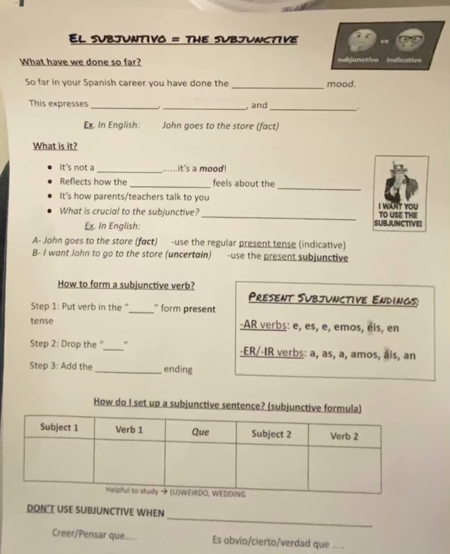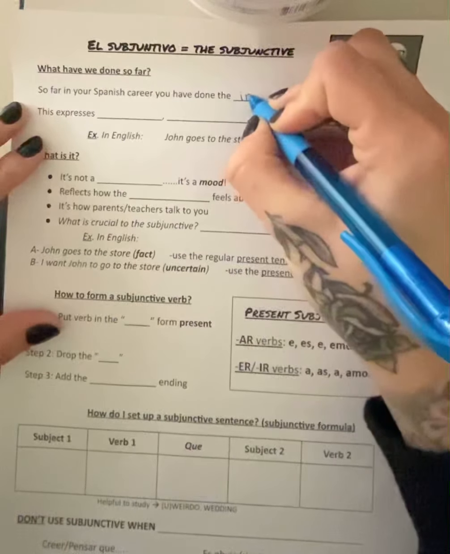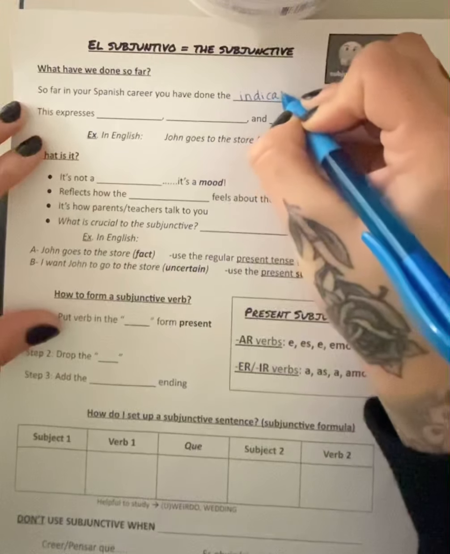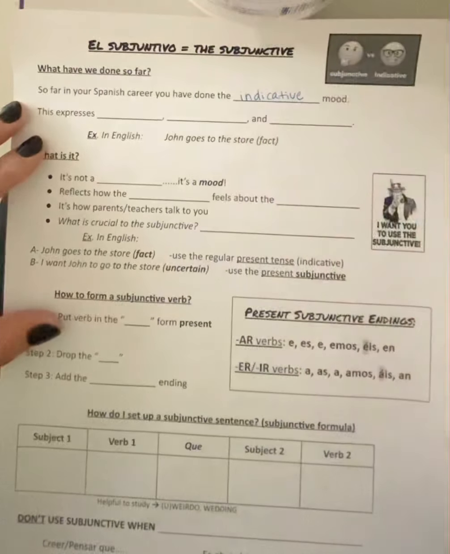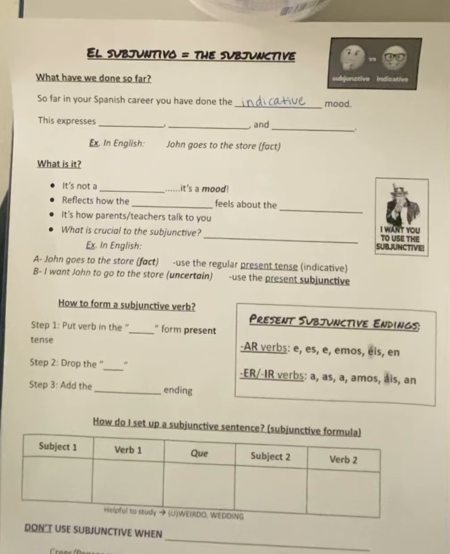All right, so let's go ahead and get started here. Subjunctive. Well, let's talk about what we've done so far. Actually, you have done the subjunctive before, but let's kind of backtrack a little bit to make sure that we totally understand the subjunctive. What have we done so far? Well, so far in your Spanish career, you have done the indicative mood.